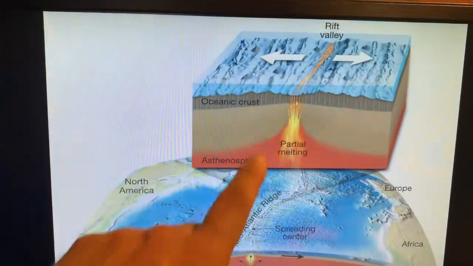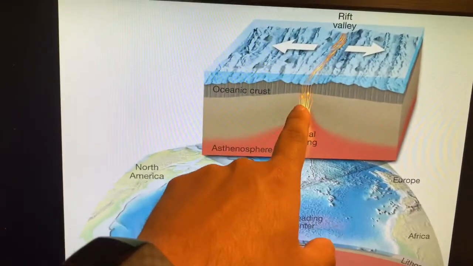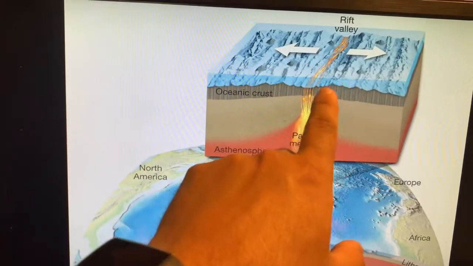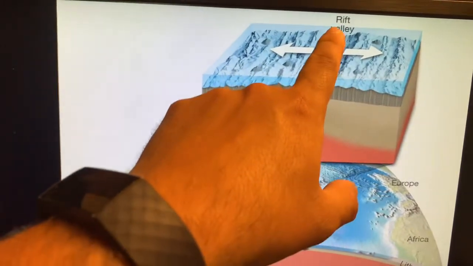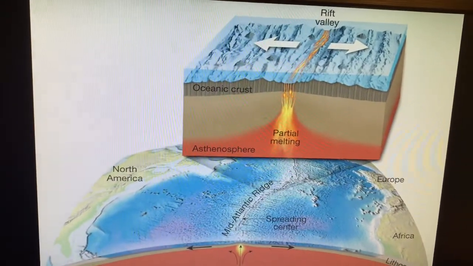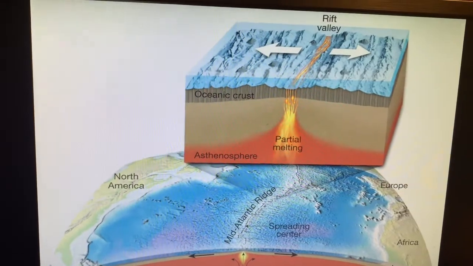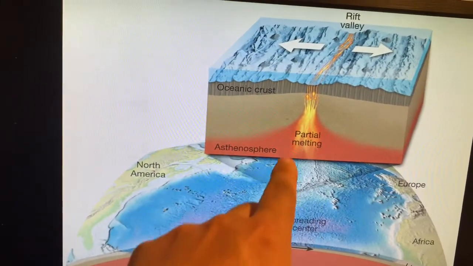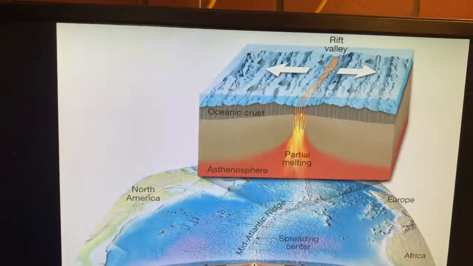Okay, so if you look here, there's your crack. See the lava coming up out of there, and you see how this plate is going this way and this plate is going this way. This would be an example of a divergent boundary. We find them quite often in the ocean. This is a place where you get new crust. As the crust splits open, it causes an opening. That lava is going to rise up, cool, and make new crust.